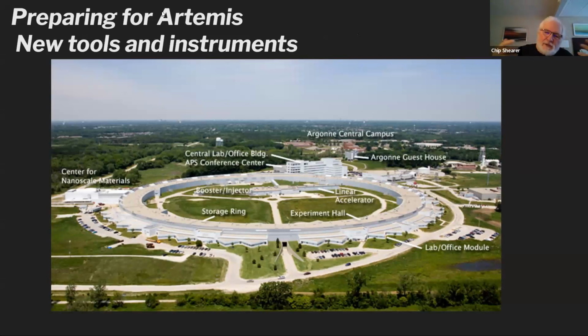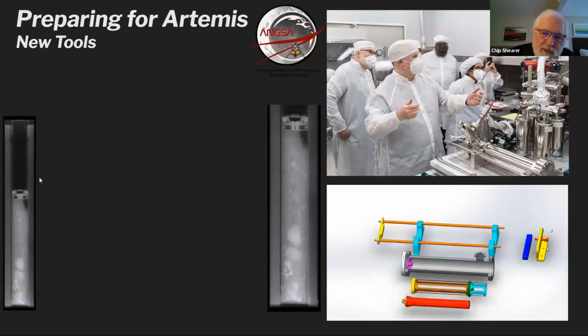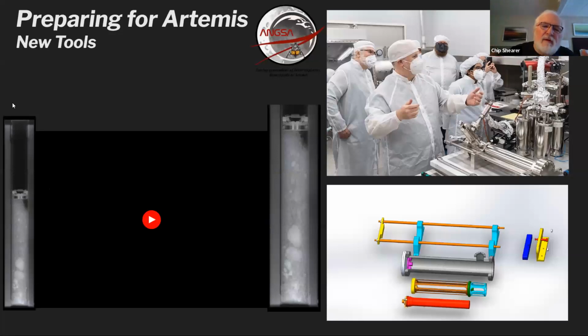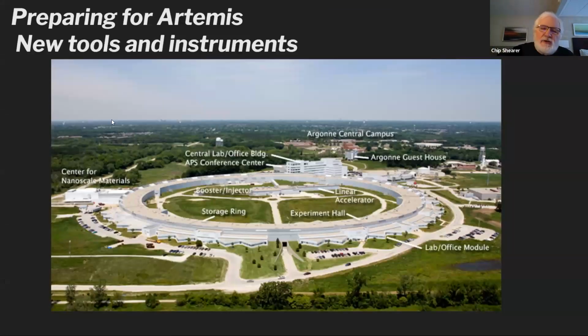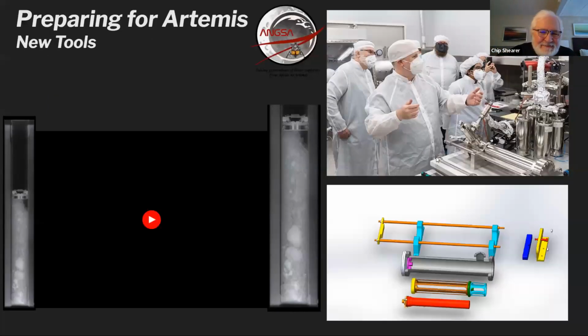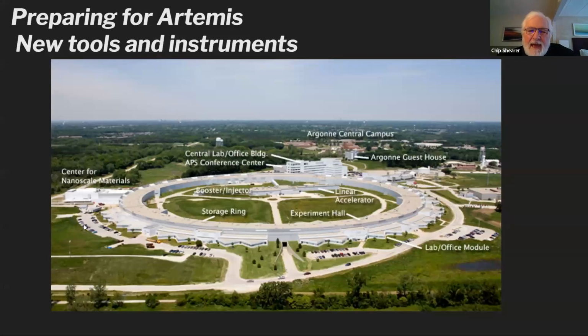The next chart just illustrates the wide range of instrumentation that we will have available for Artemis. These instruments can be extremely large, as shown from this image of a synchrotron beamline. And what you'll see for scale is a parking lot with individual small cars.